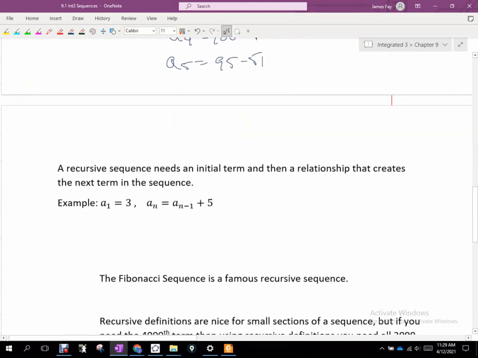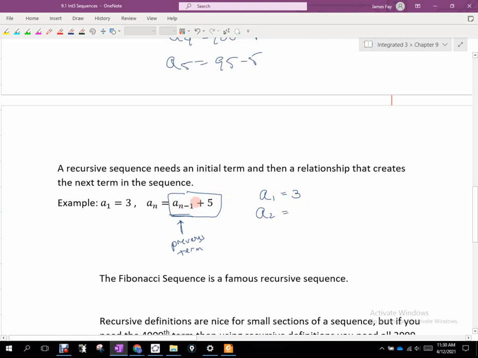But the recursive sequence needs an initial term, and it needs a relationship that creates the next term in the sequence. Those are the two things you always need to make a recursive sequence. So here, they're saying a sub 1 is 3, and they're saying a sub n then is the previous term plus 5. So a sub 2, what this formula is saying is you would take the previous term, which would be a sub 1, and add 5 to it.